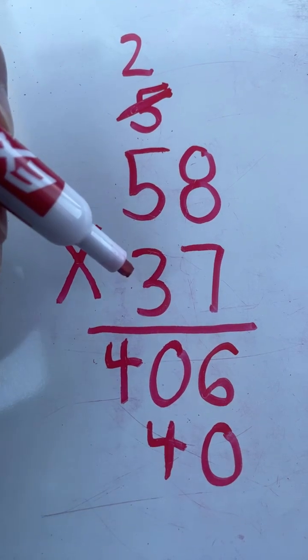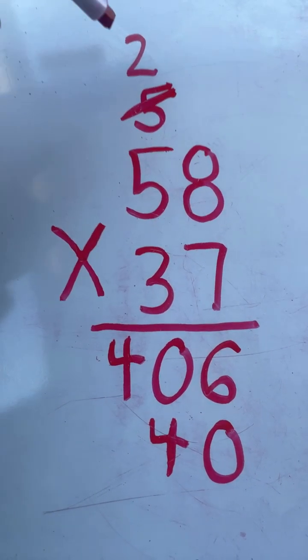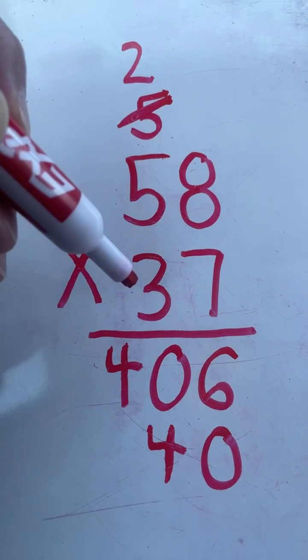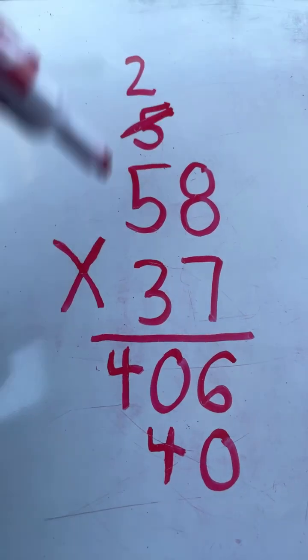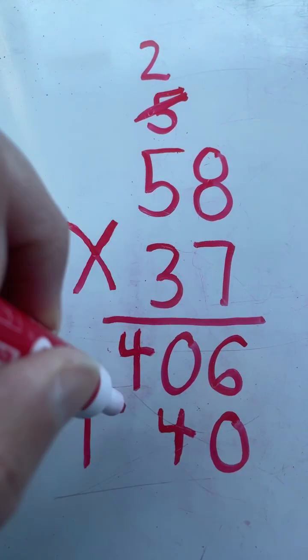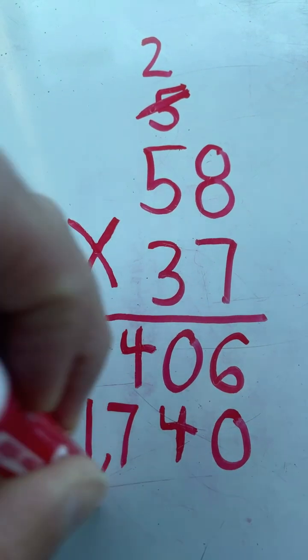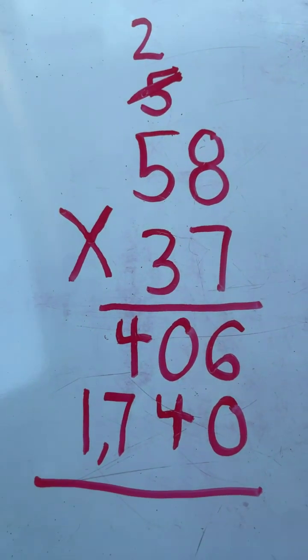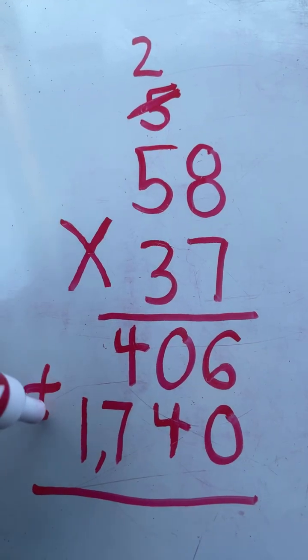5 times 3, we're going to multiply that next. Then we have to add the 2 that we carried over. 5 times 3 equals 15, plus 2 equals 17. Now, the final step is we have to add these two numbers together.